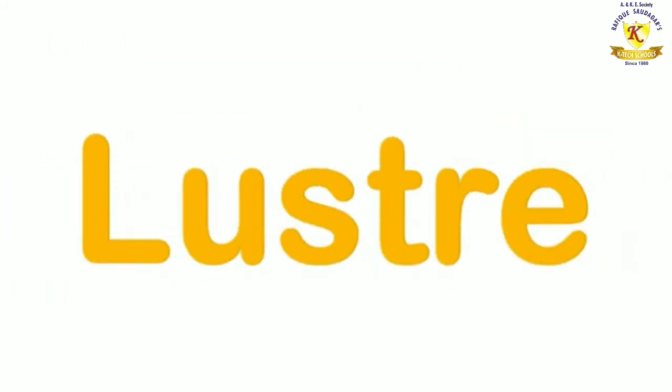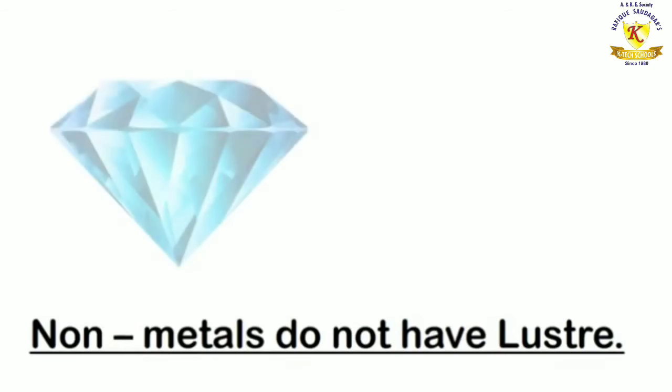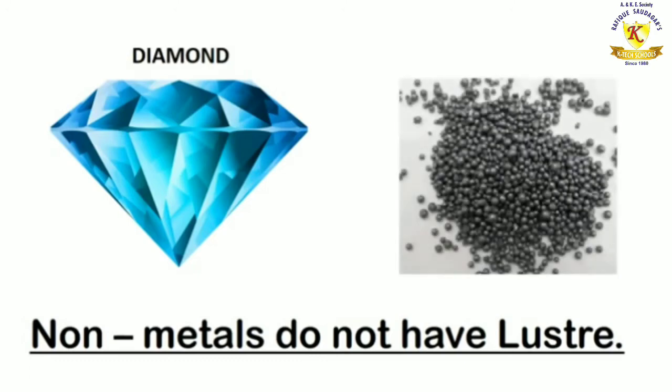Let's see the next property. Luster. You all know what is luster. Non-metals do not have luster except diamond and some iodine crystals.